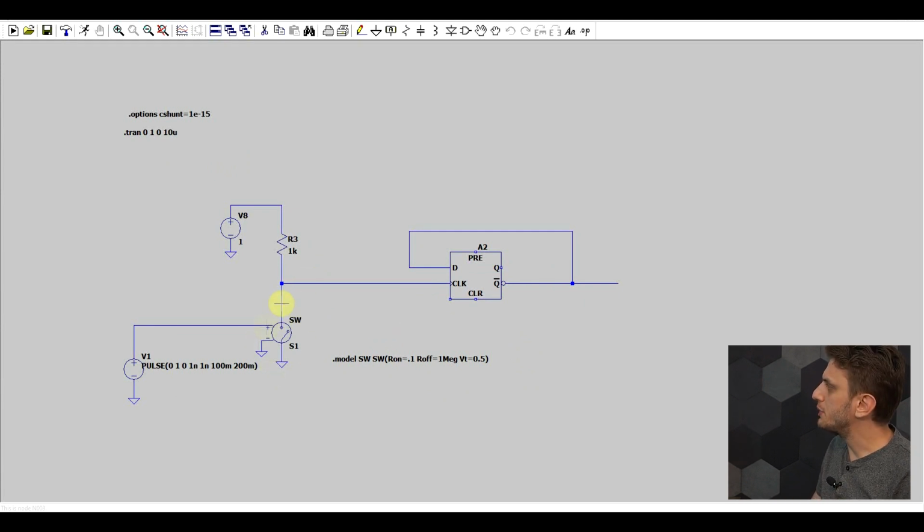So we have our switch. I'm using a voltage source just to switch it to see how it works. It has a pull-up resistor, and then this is going into a flip-flop. In this case I'm simulating with a D flip-flop, which is performing the divide by 2 action.